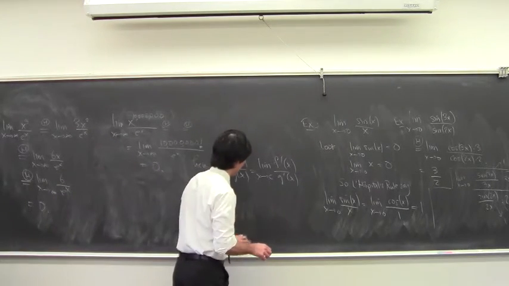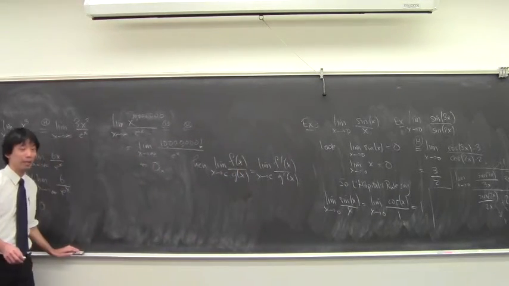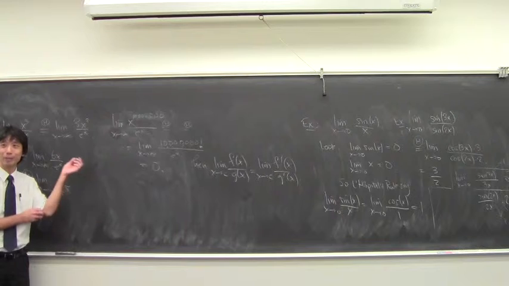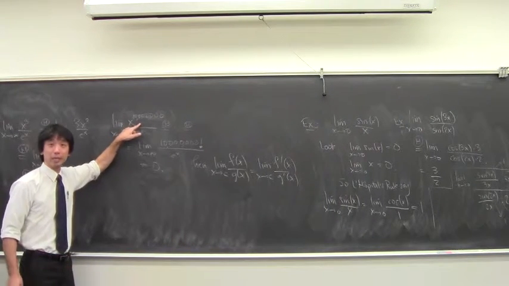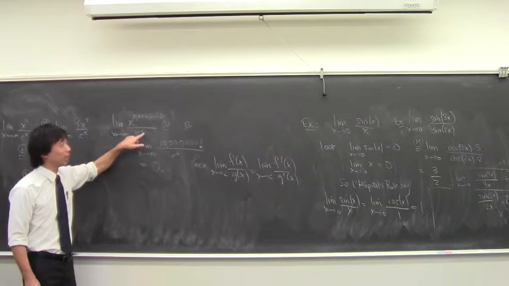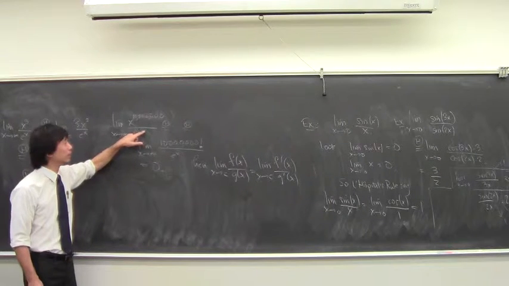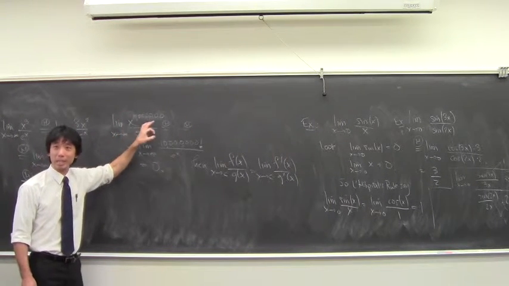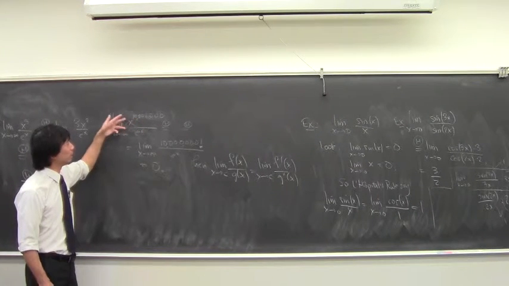And so you can think of L'Hopital's rule as some sort of arbiter of the race. You say, well, look, the top's going to infinity. The bottom's going to infinity. But in fact, the bottom is going to infinity faster. And that's what L'Hopital's rule tells you. It has to do with the speed, the derivative, even though the top is infinity.